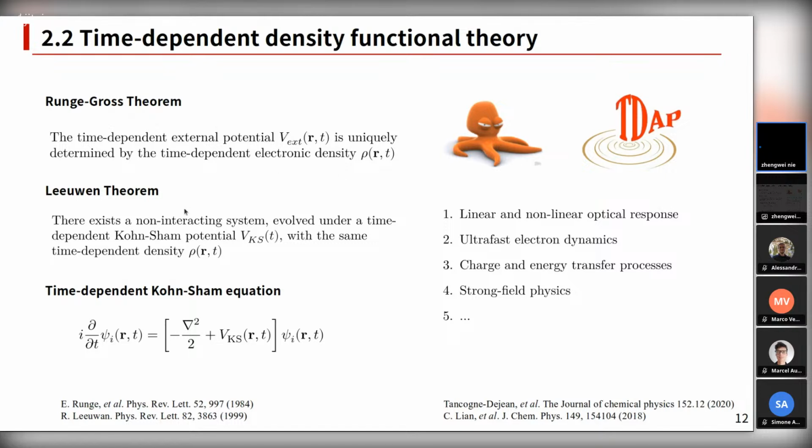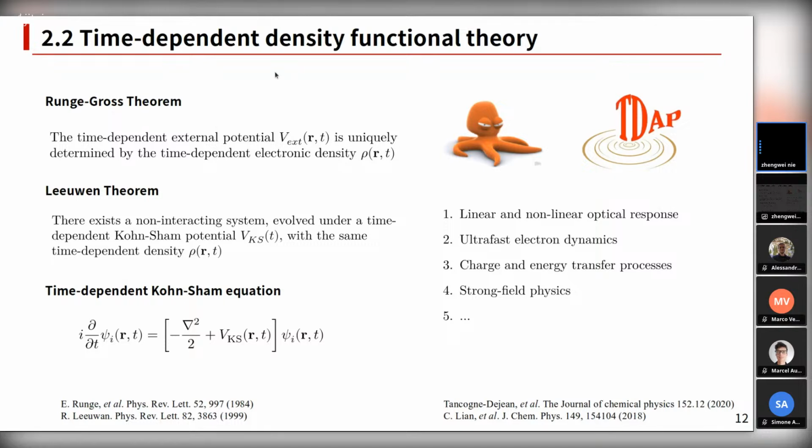And at the end of the last century, the equivalent quantum equation in the time domain was realized. It also used a non-interacting auxiliary system to substitute the real system, but it can reproduce the same charge density as the real system. And the charge density can be solved by the time-dependent quantum equations.